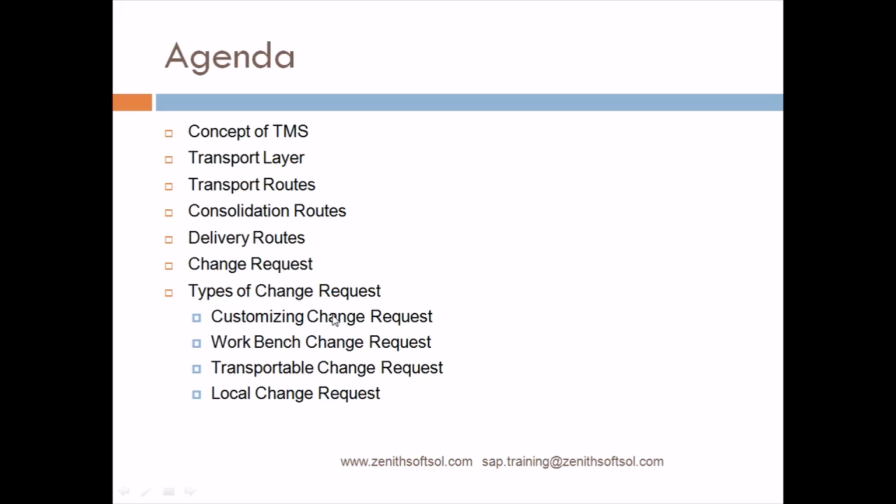Now, when I am talking about a change request, a change request is nothing but a list in the system containing the objects to be transported and information on the purpose of the transport, the transport type, the request strategy, the target system. A change request is typically made up of 1 or more change tasks. There are some types of change requests. You are seeing customizing change request, workbench change request, transportable change request, and local change request.